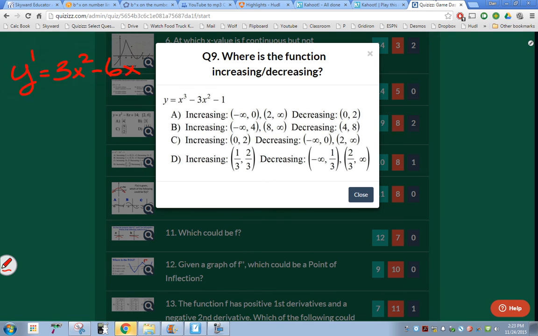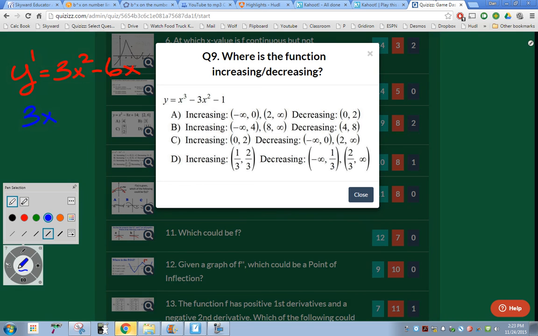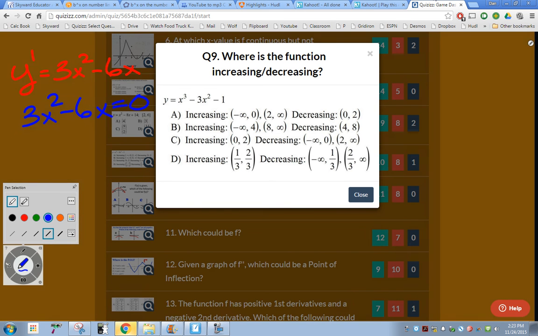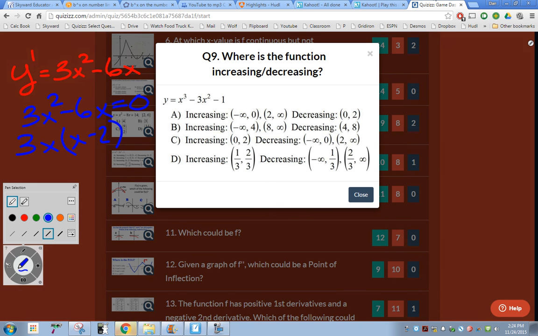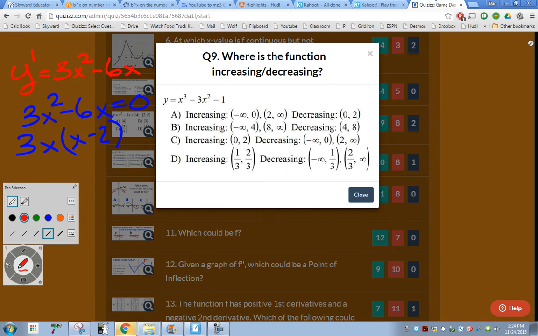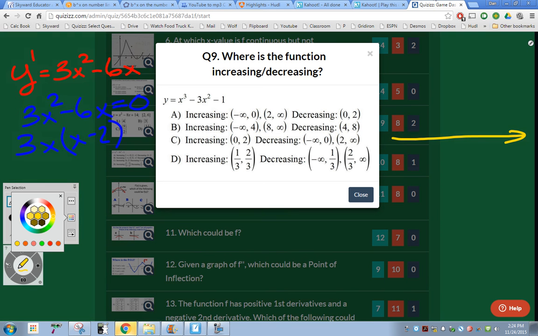Okay, now what do I do? Set it equal to 0. I'm going to factor out 3x. And my number line here, I'm going to take that information and put it on a number line. So my number line is going to use the numbers 0 and 2. That's what I get from this and this.